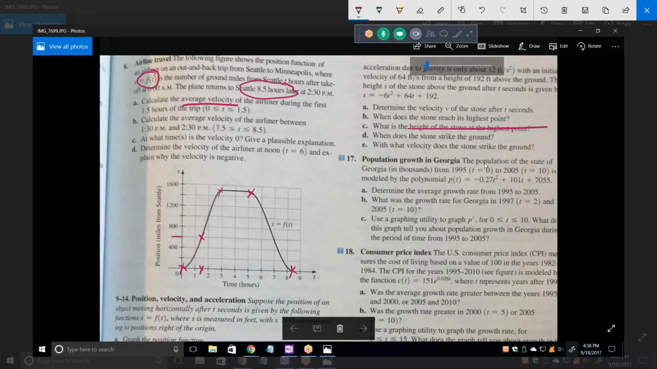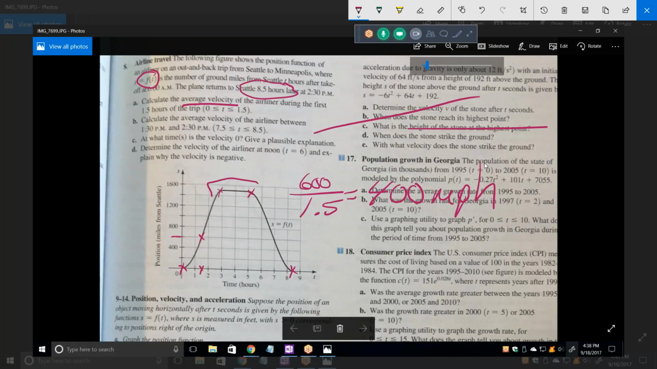I go with 600 over 1.5. Good. And that's 400 miles per hour. And notice that it doesn't matter if it was on a horizontal line or a slanted line. Don't care. At no point did the plane turn around and go back the other direction during mid-flight.